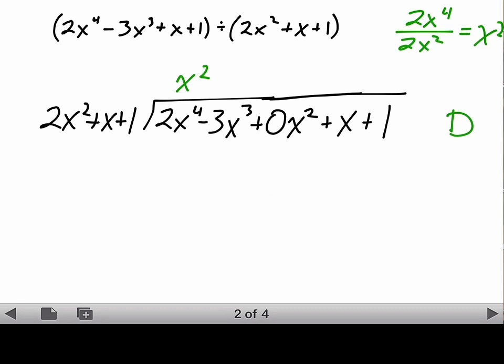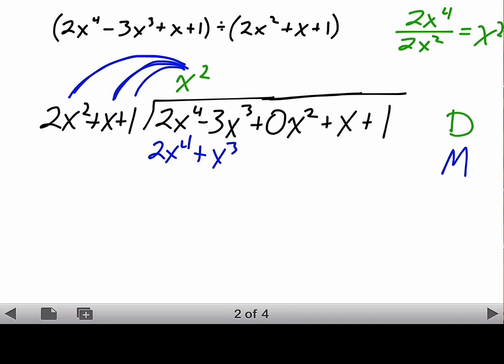That's going to be part of our quotient. Now remember, the second step is to multiply. When we multiply, we're actually going to multiply by all the terms of the divisor. So if we break out the rainbows, we get x squared times 2x squared is 2x to the fourth. X squared times x is a positive x cubed, and x squared times 1 is a positive x squared. And here we can see why we wanted to throw in the 0x squared.